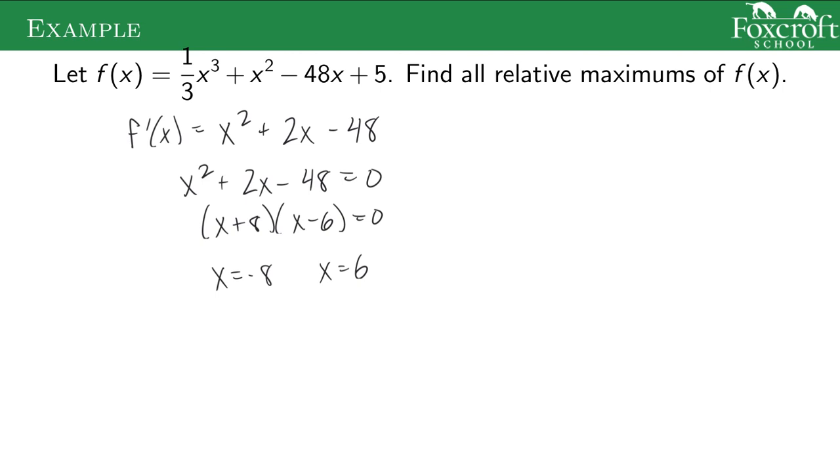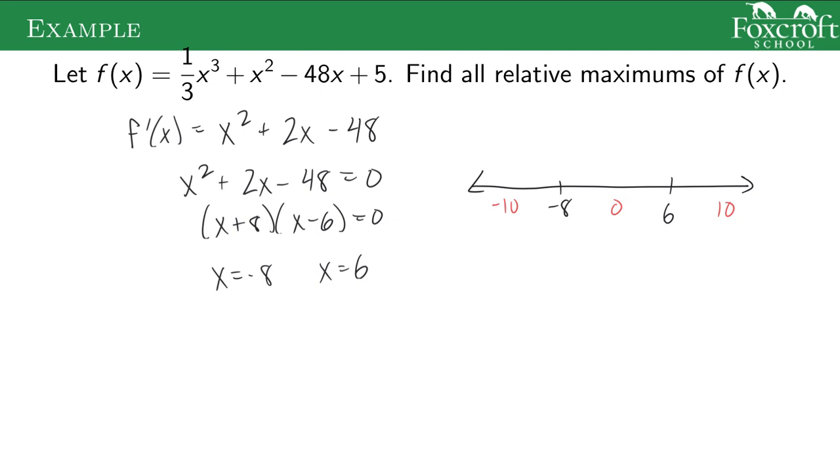Once we know where it's 0, we can use that to our advantage. We can make a number line. Negative 8's there. 6 is there. And again, we do these number lines because that tells us where the zeros are, which means anything in between these values is either all positive or all negative, because you can only change from positive to negative by crossing 0. So we're going to do some test points.